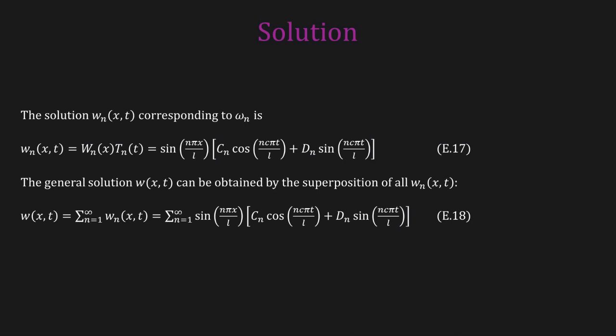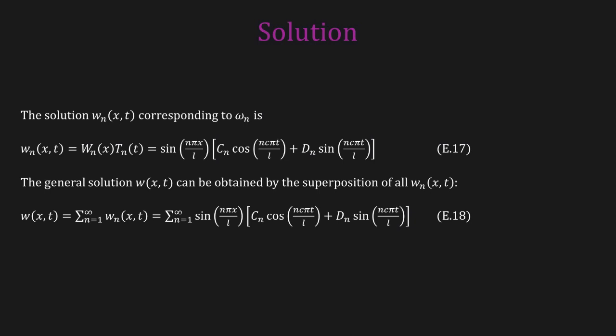Remember that a equals 0, and note that the constant b is not there in equation 17. Since it is a constant, we can group it with the other two constants, c and d. Now we have Cn and Dn, and everything will be fine.